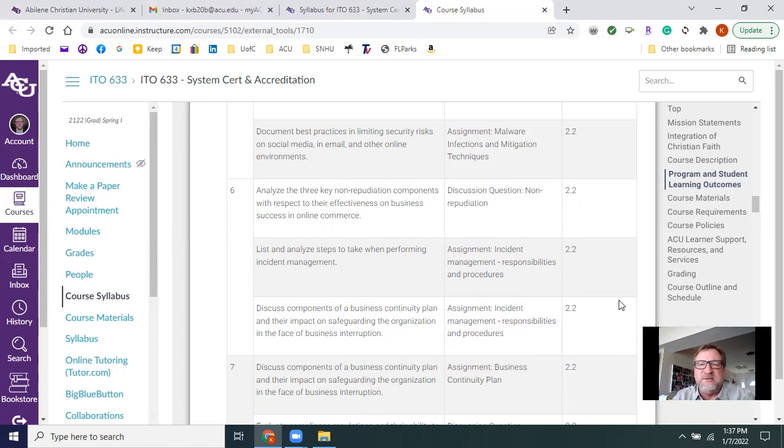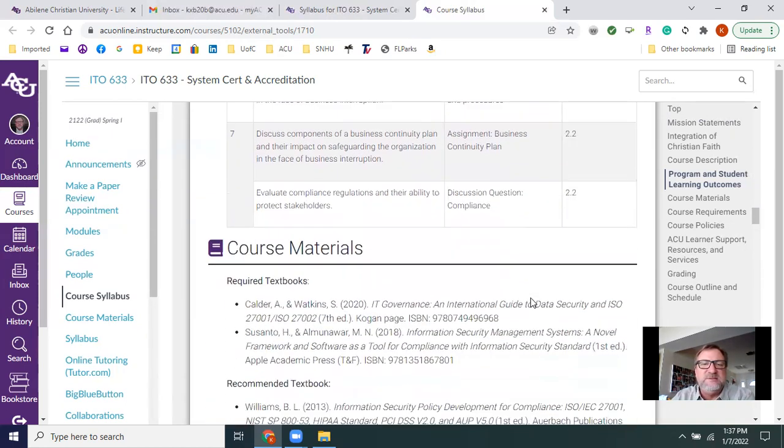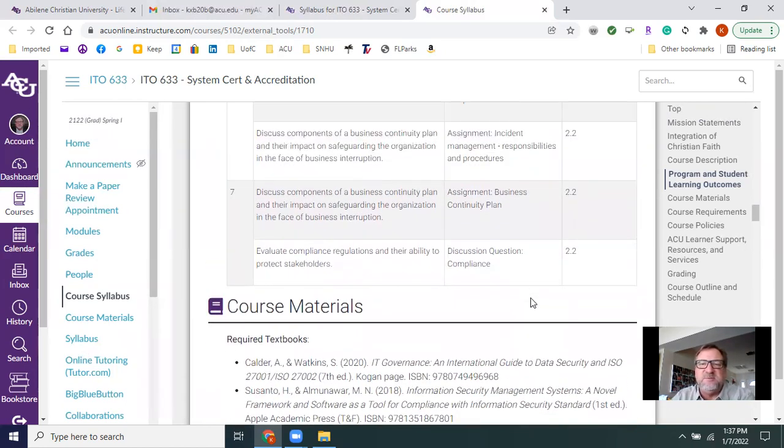The assignment will look at incident management, responsibility, and procedures. And week 7, the final week, we'll discuss components of a business continuity plan, the impact of safeguarding the organization in the face of business interruption. We'll evaluate compliance regulations and the ability to protect stakeholders. The assignment will look at BCPs, business continuity plans, and we'll have a discussion on compliance.